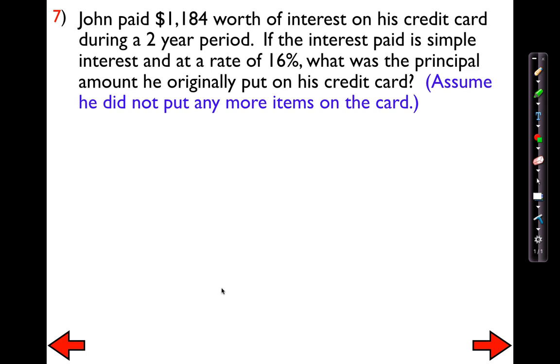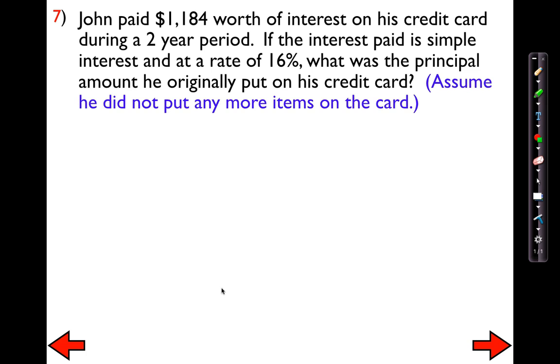Okay, number 7, it says John paid $1,184 worth of interest on his credit card during a 2-year period. If the interest paid is simple interest and at a rate of 16%, what was the principal amount he originally put on his credit card? Assume he did not put any more items on the card. Why don't you go ahead and pause the video and try this one by yourself.